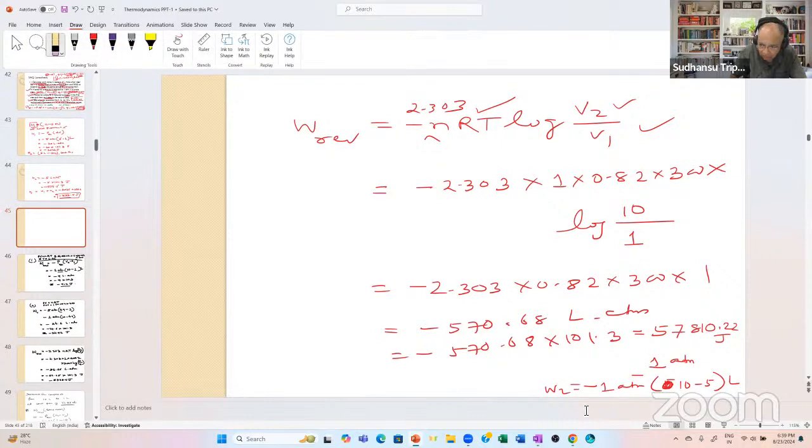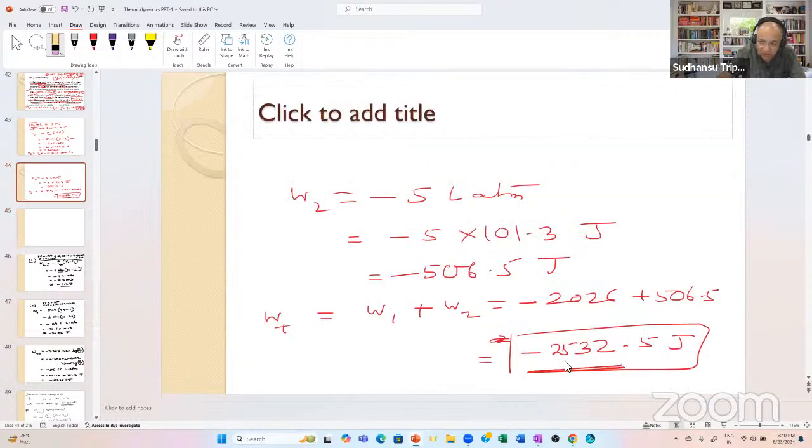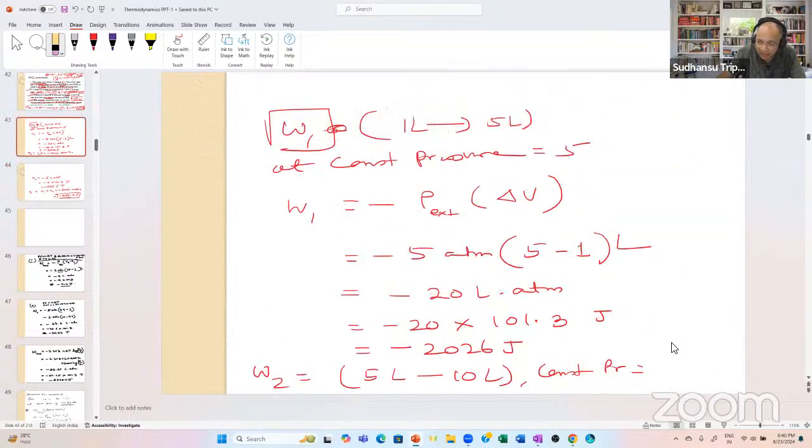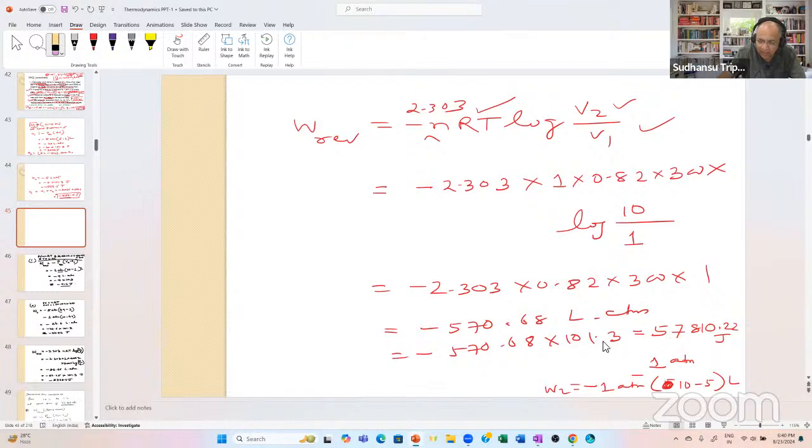How can we have this? What is this one? Where has this come from? Okay, so now see, 57,810. It's much greater than this. This is only 2,500. This is only 900 something, but the reversible work done is so high. Are you correct in your calculation? Is it 57,000?